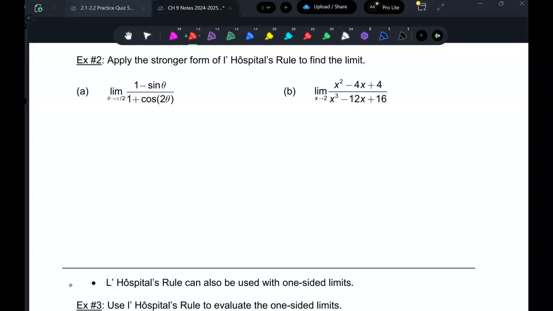So, as theta approaches pi over 2, the derivative of the numerator will be negative cosine over 2 cosine of 2 theta. Did you say negative? Yeah.